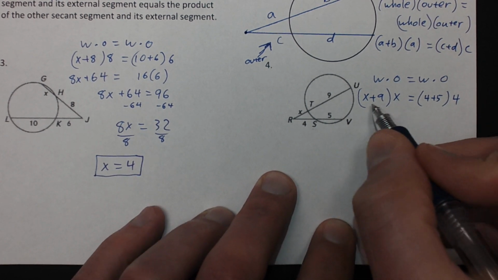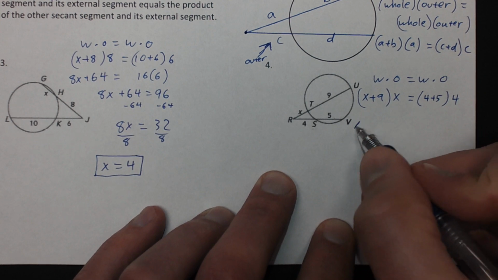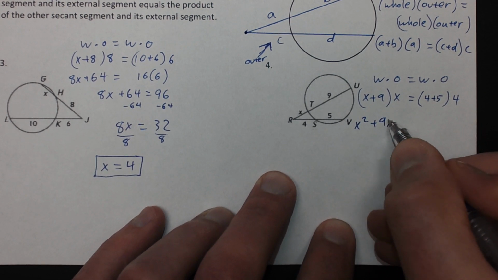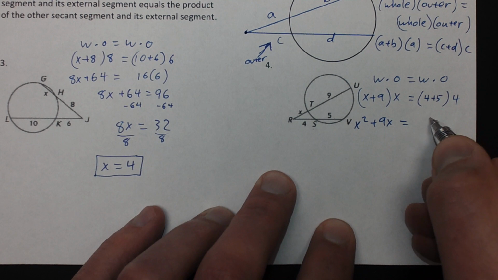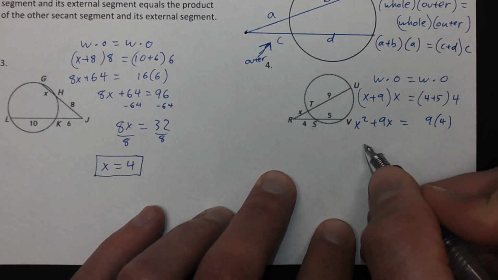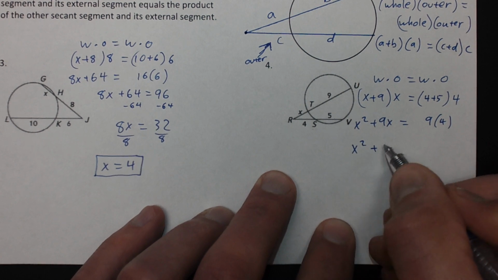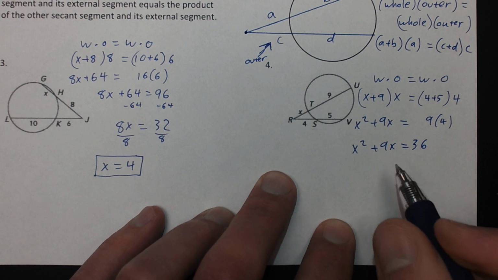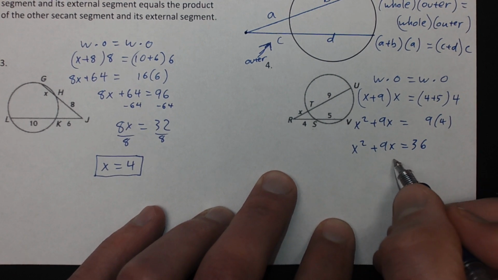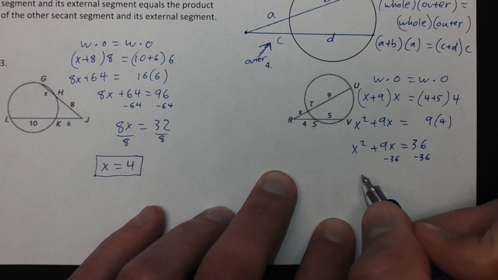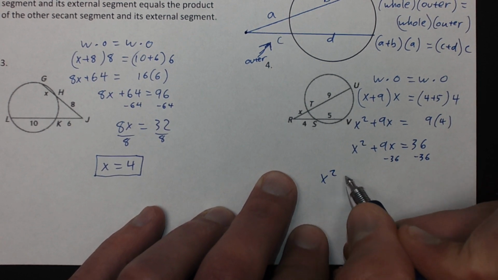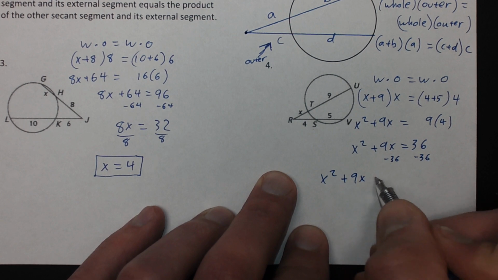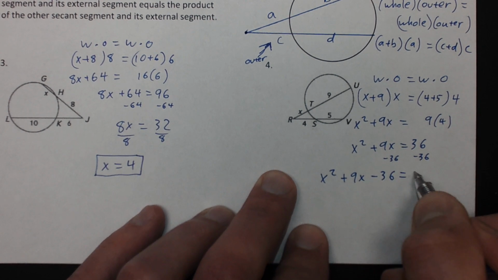Multiply, which means you're going to distribute this x. X squared plus 9x. And I'm going to go ahead and simplify this one again. That's 4 plus 5 is 9 times 4. So you got x squared plus 9x equals 36. I can't really solve this very well unless I move the 36 over. So I'm going to subtract 36 from both sides. I get x squared plus 9x minus 36 is equal to 0.